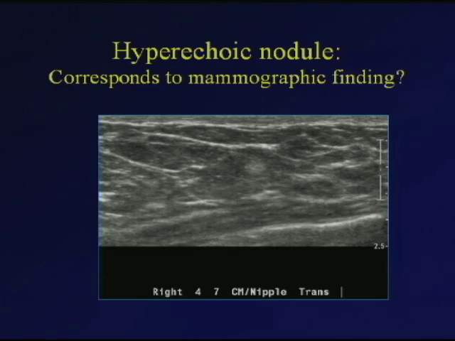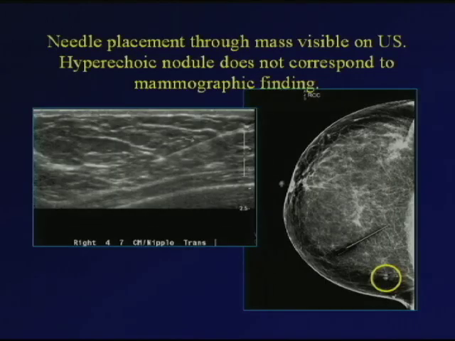mammogram. But we have to make sure, and we place a needle through that little hyperechoic mass and repeat the mammogram. And unfortunately, no, it does not correlate with this asymmetry that we're seeing in the inner aspect of the breast. So whatever we do, we have to do based on the mammogram, not on the ultrasound.